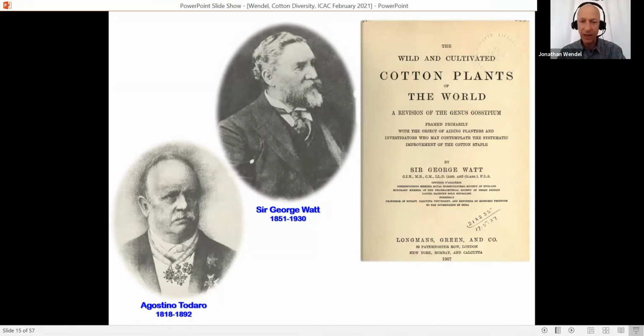Well, that would be 113 years ago. I have this book. If you look at the subtitle, it says, framed primarily with the object of aiding planters and investigators who may contemplate the systematic improvement of the cotton staple. So a lot of this taxonomic history was motivated by this economic objective. I really like this book.